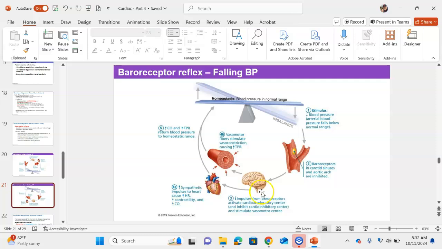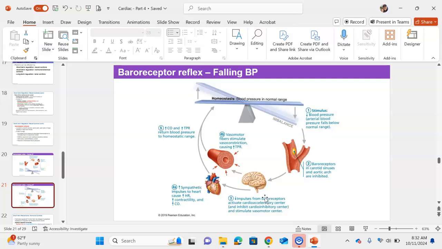Look at the response. Number one, it activates or stimulates the cardioacceleratory center. Number two, it inhibits the cardioinhibitory center. And then number three, it stimulates the vasomotor center. So let's look at that again. It stimulates the acceleratory center, inhibits the inhibitory center, and stimulates the vasomotor center. So when we look at those three things specifically that they list here, what we're saying now is that we're going to get more impulses to the heart that are sympathetic in nature from the cardioacceleratory center.